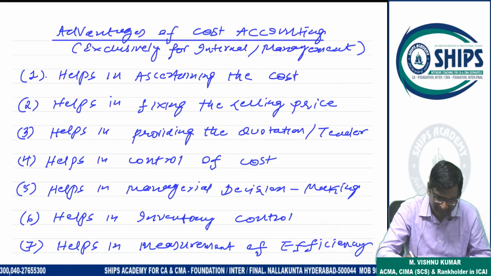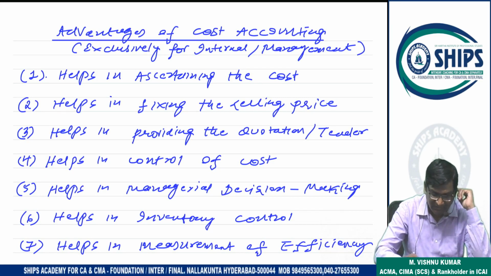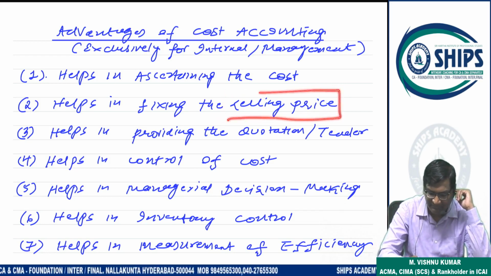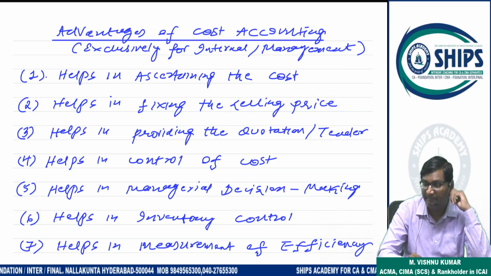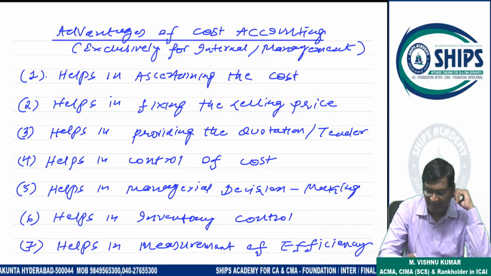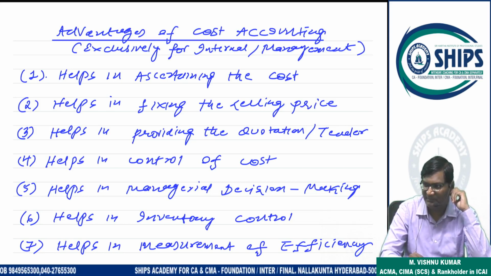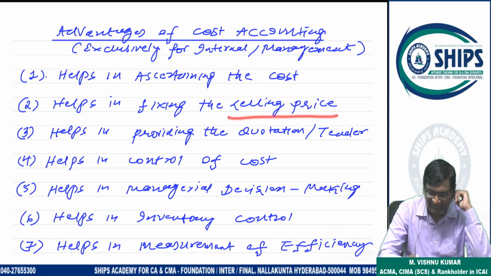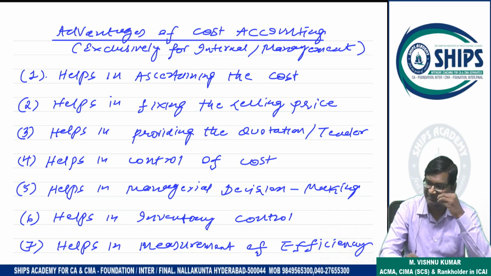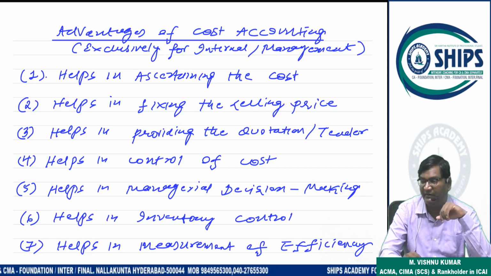So first point, understand. This is also to understand. See, it helps in fixing the selling price. Why is this important? Bolo. Selling price fixing, why is this important? Because in a monopolistic market, you can fix any selling price. But in perfect competition, if your selling price is not correct, you will be thrown out of the market. Clear? So selling price is always very important.